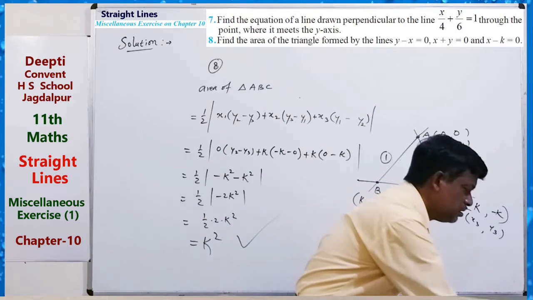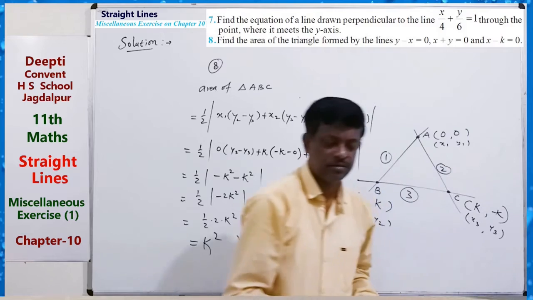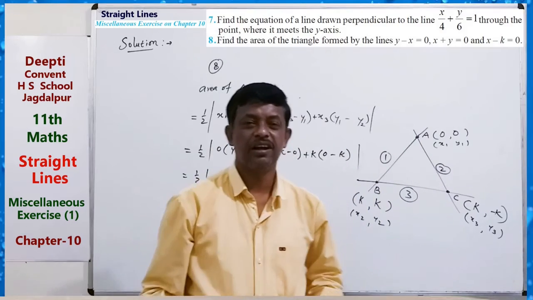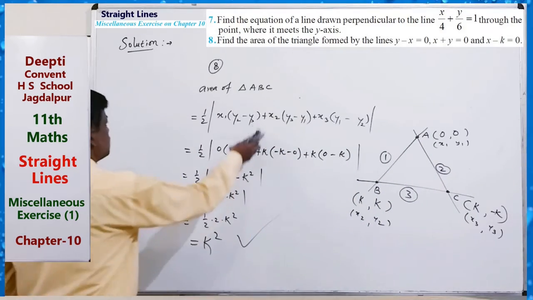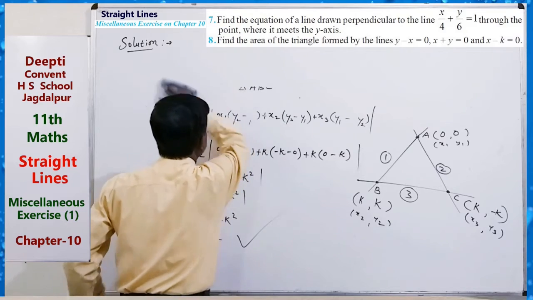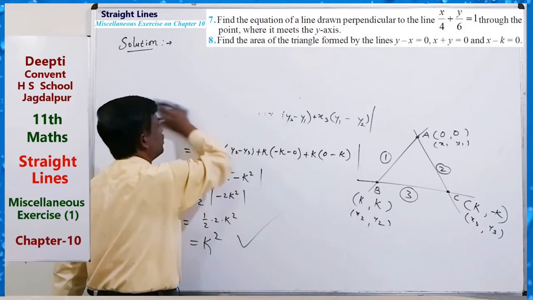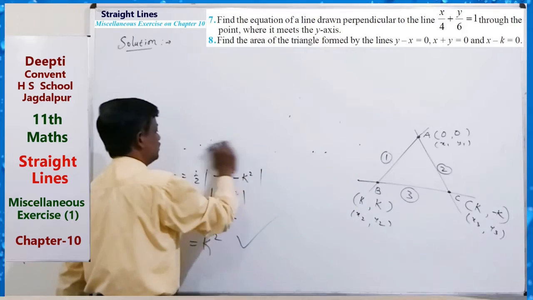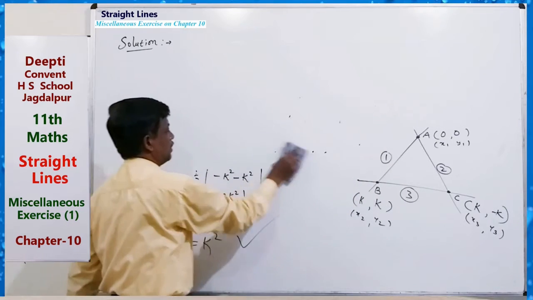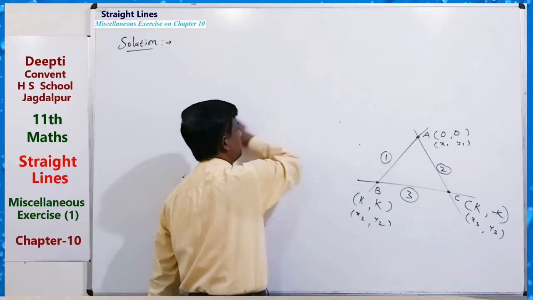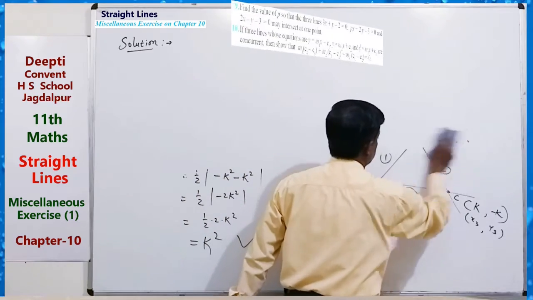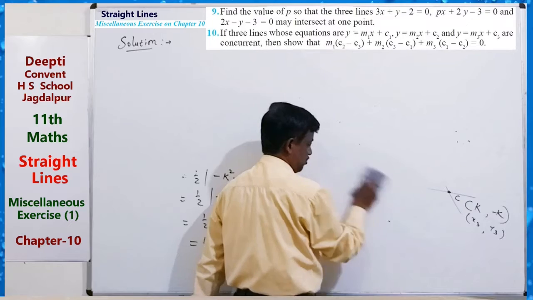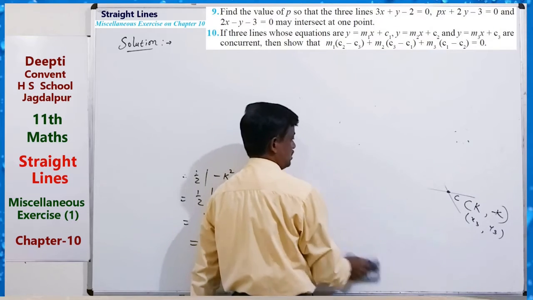So just solve by using the formula and ideas from the previous class. You can solve questions one by one from the miscellaneous exercise, and also can take help from the reference book. So you have to complete all the questions from the miscellaneous exercise.